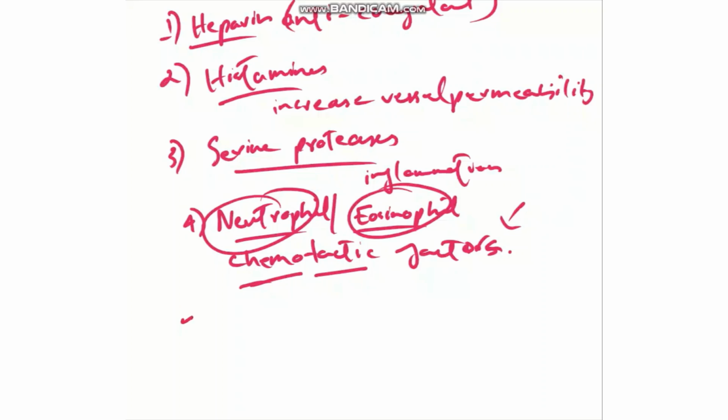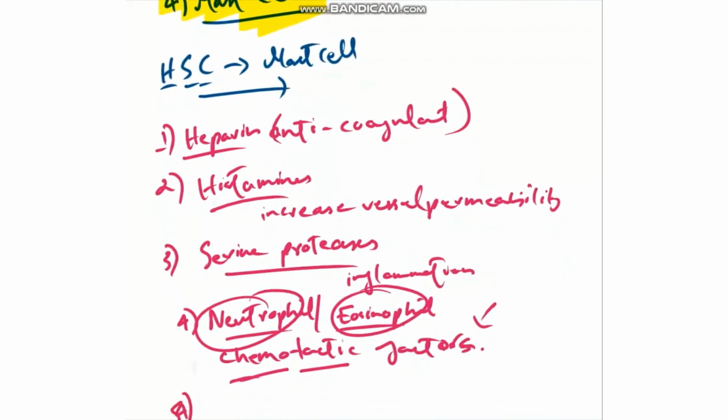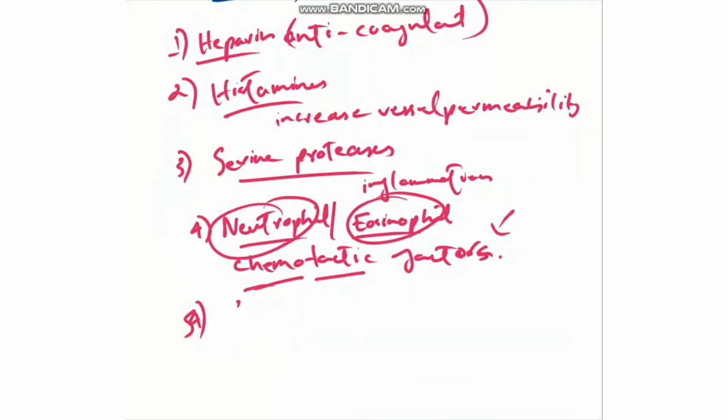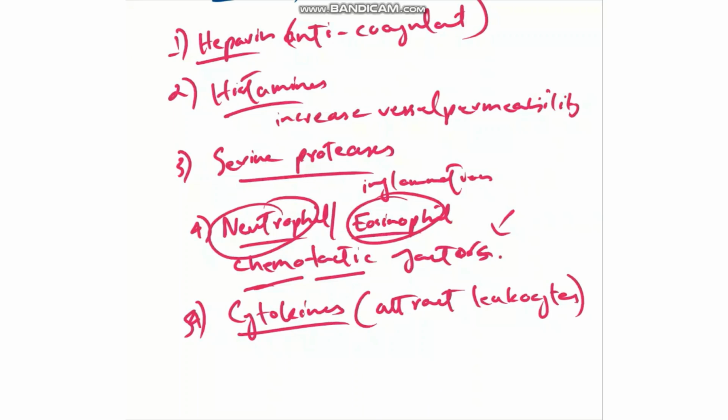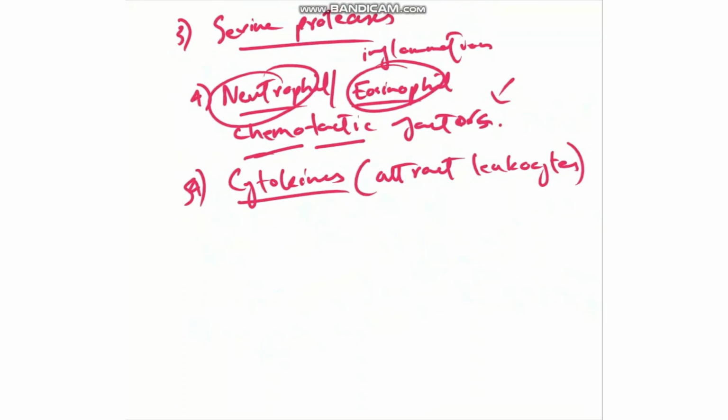Another mast cell secretion would be the cytokines. And these are again used to attract leukocytes. They also attract leukocytes. The leukocytes move in to where they're secreted, and it also stimulates the differentiation of leukocytes. We will study what that is later in the leukocytes chapter.